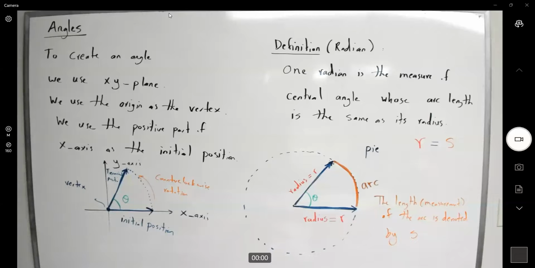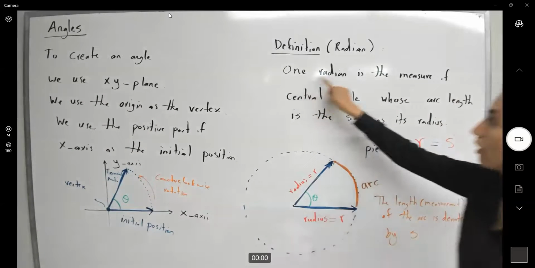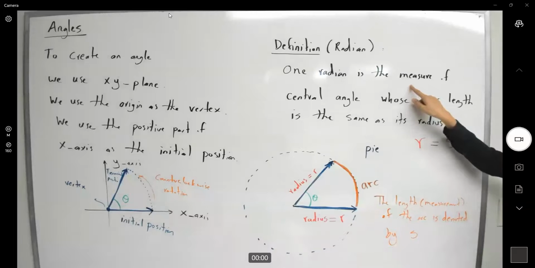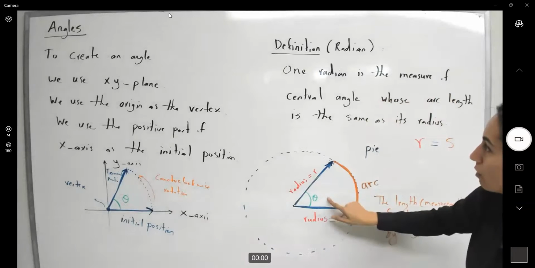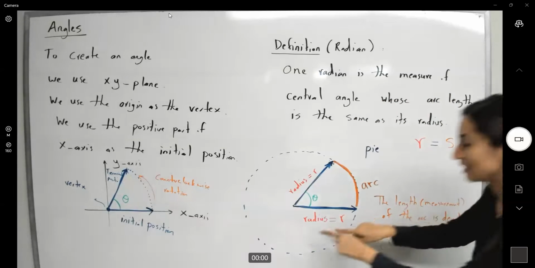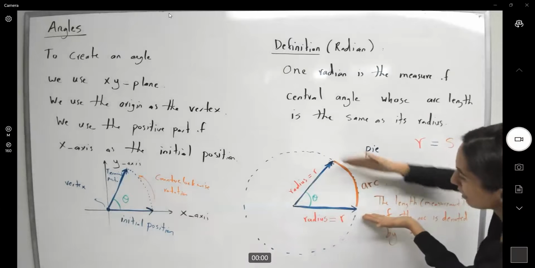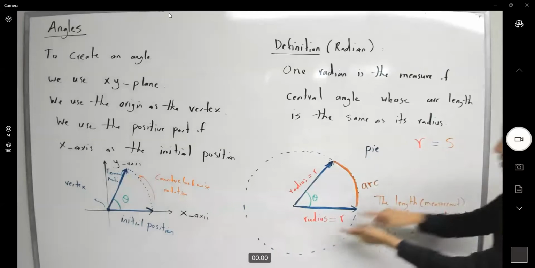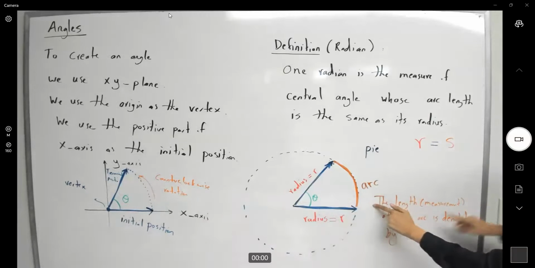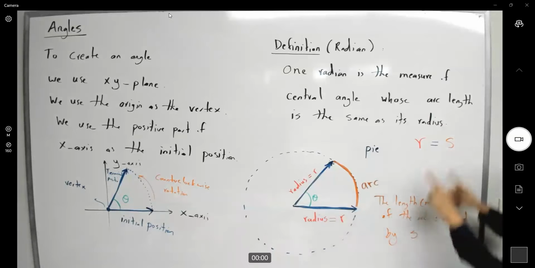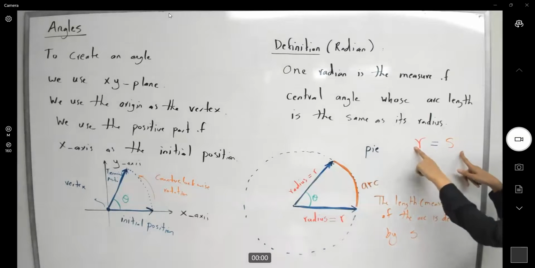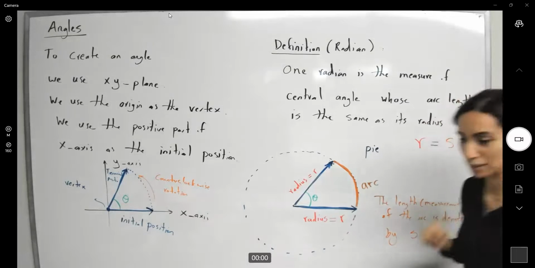Very well. So we define 1 radian as the measurement of this angle when the radius is equal to the length of the arc. R is the radius, the length of the arc is denoted by S. So when R is equal to S, we have 1 radian.